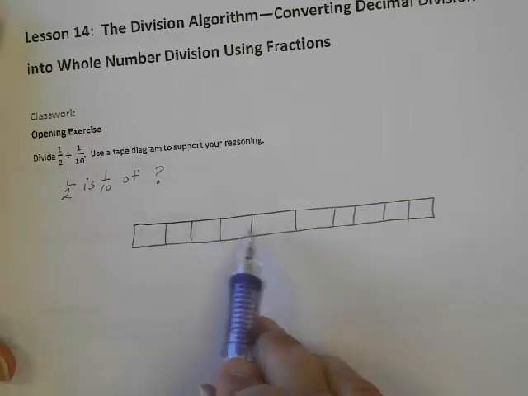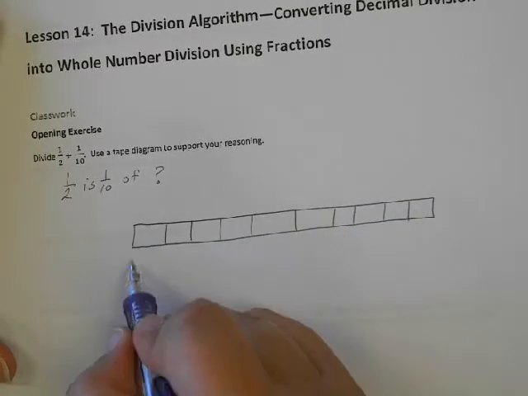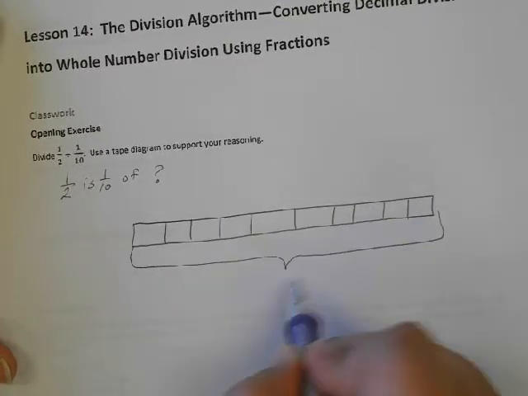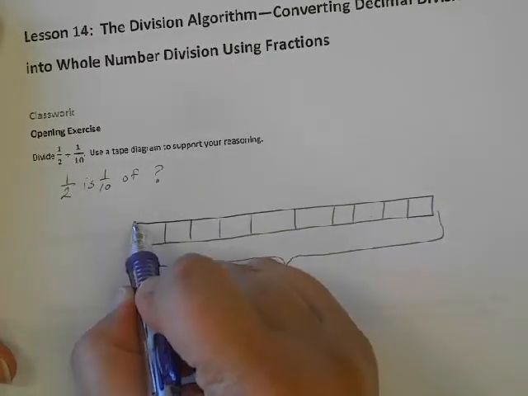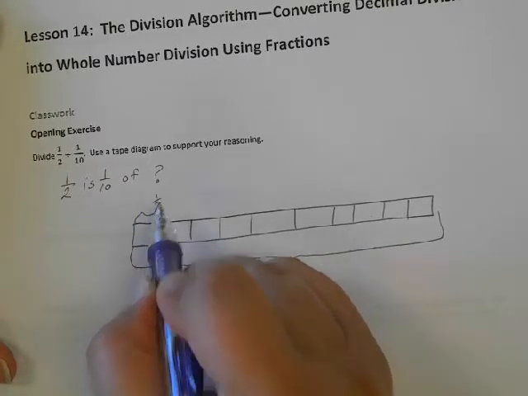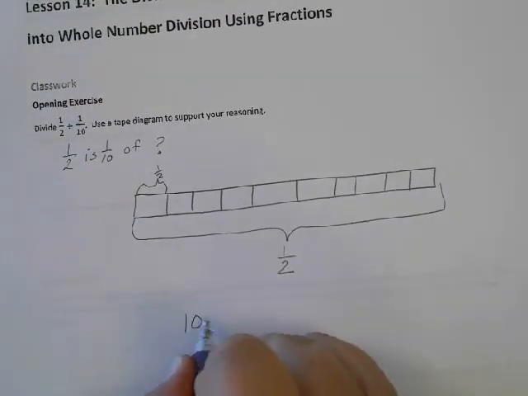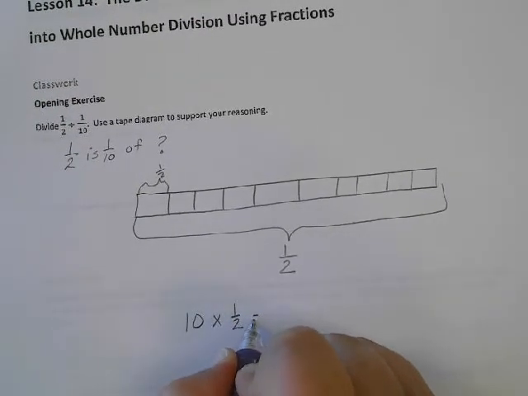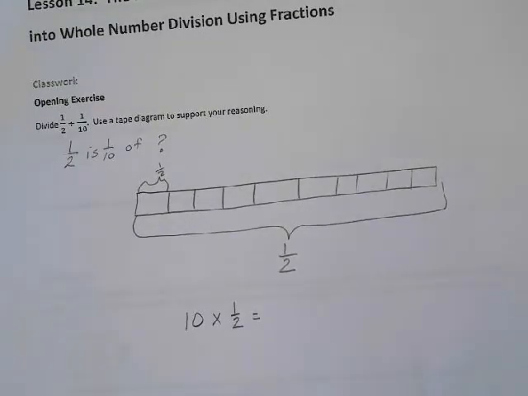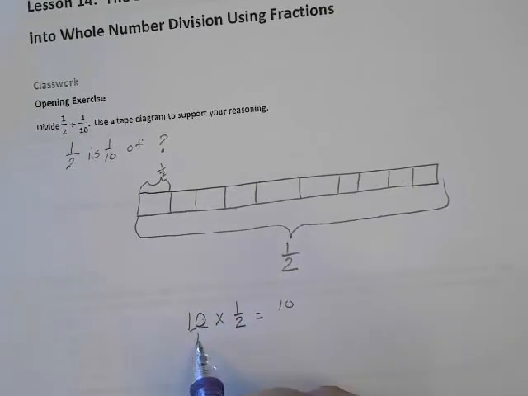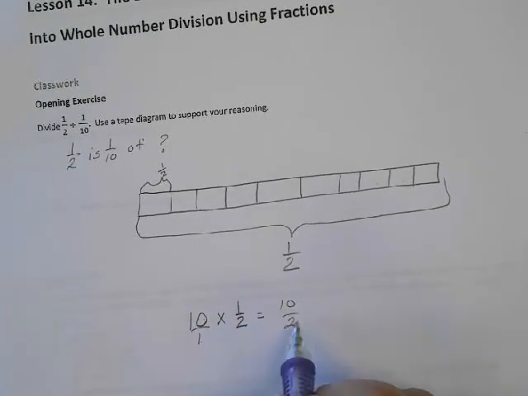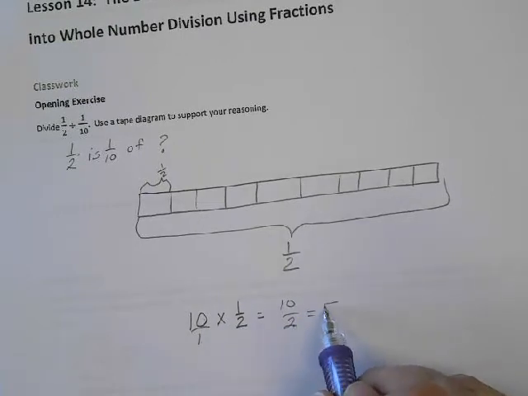1, 2, 3, 4, 5, 6, 7, 8, 9, 10. All of this represents that half. And then each one of these tenths is a half. So essentially what we're figuring out is 10 times 1/2 is equal to what? If I put the 10 over a 1 and I multiply straight across, 10 times 1 is 10, 1 times 2 is 2, and this means to divide, so 10 divided by 2 is 5. So 1/2 divided by 1/10 is 5.